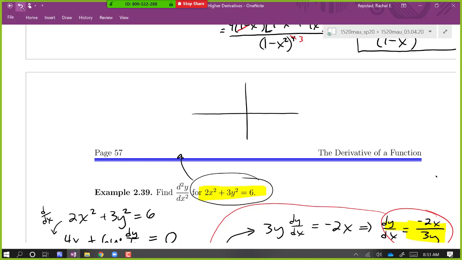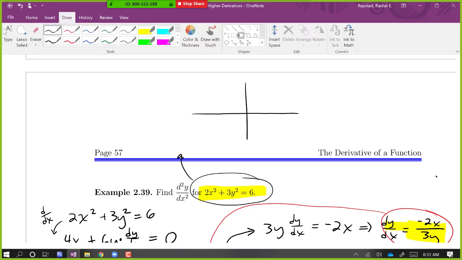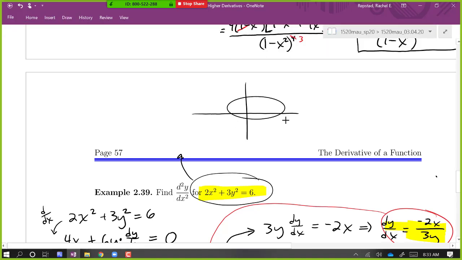Oh, that's awful. Let me cheat a little bit. It looks something like this. There, that's better.